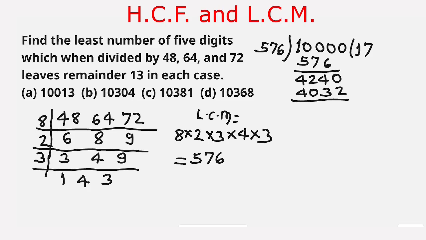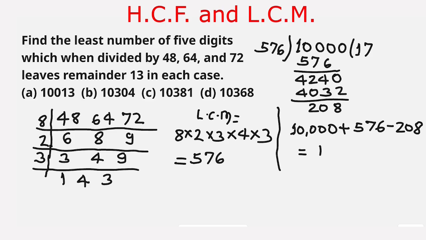4240, we get 208. Now our answer is 10,000 plus 576 minus 208. This is equal to 10,368.